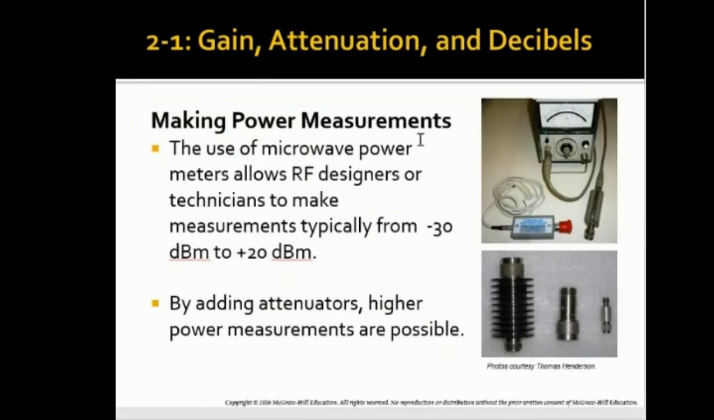Making power measurements, the use of microwave power meters allows RF designers or technicians to make measurements typically from minus 30 dBm to plus 20 dBm. So this is a measurement device with which we can measure the power. By adding attenuators, higher power measurements are possible.